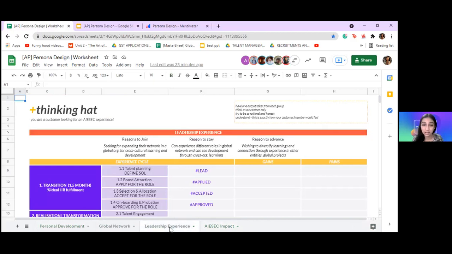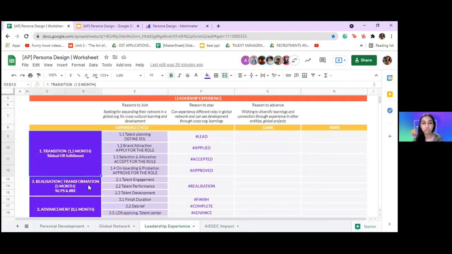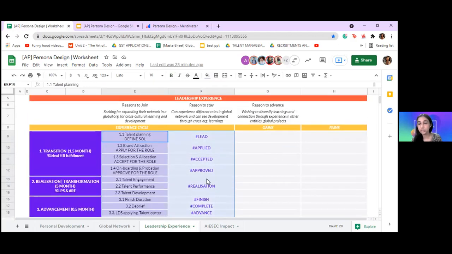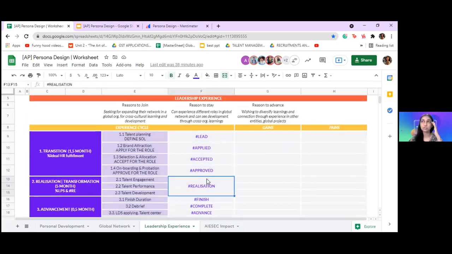So for example, I love leadership experience, so I'm going to go here. And when you go here, you have 5 minutes for each block, which is first 5 minutes for transition, realization, and then advancement. And here I have also given to you how it's going to look like for a membership cycle, just so that it can help you understand in which phase does a member do what. So I've mentioned that here.